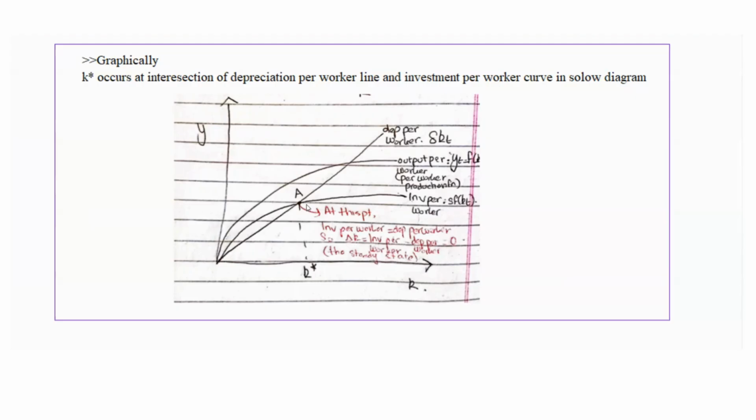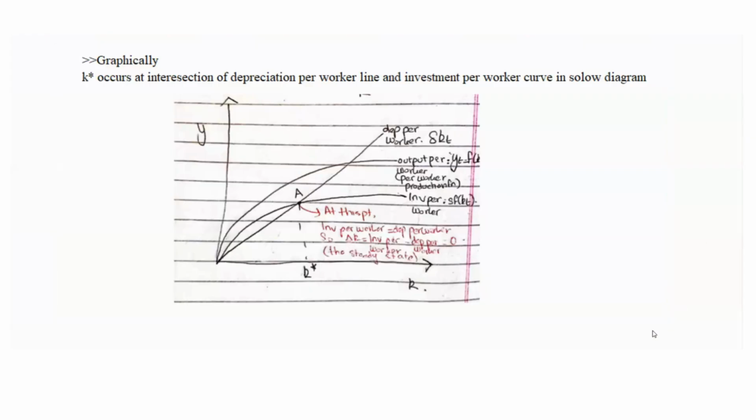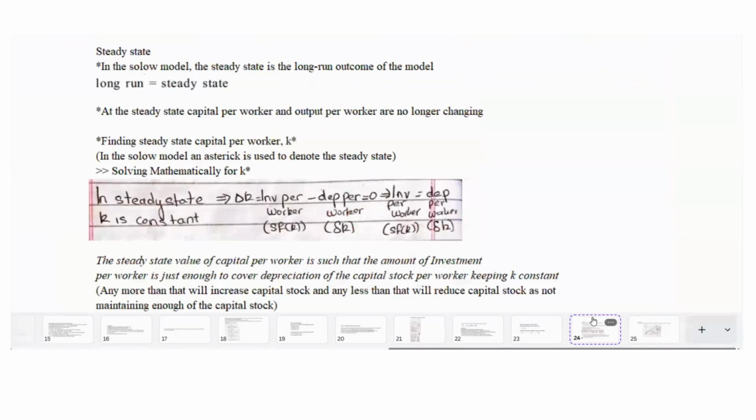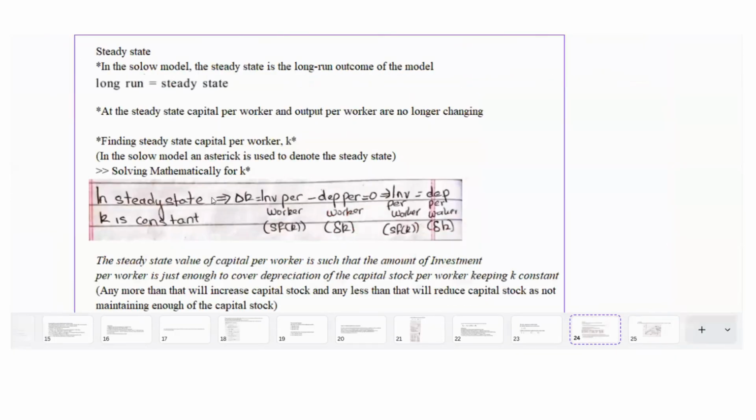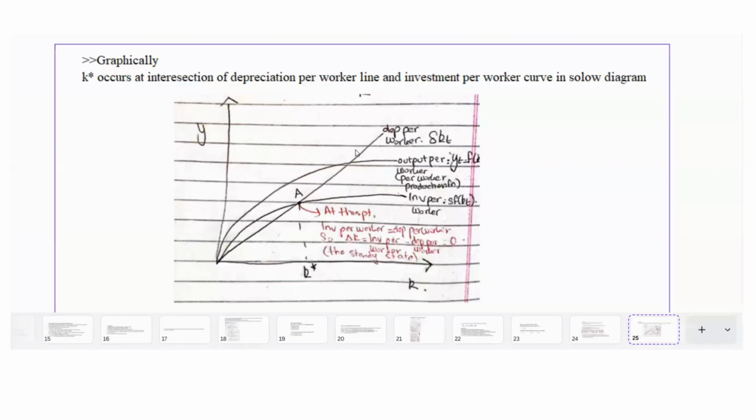Because at the point of intersection, depreciation per worker is equal to investment per worker. They're intersecting at that point. So at that point, the change in capital per worker, which is investment per worker minus depreciation per worker from our capital accumulation equation, is equal to zero. So this is the steady state. Mathematically, in this basic Solow model, you find the steady state value of capital per worker by setting investment per worker equal to depreciation per worker. Graphically, the steady state value is at the intersection of the depreciation per worker line and the investment per worker curve in our Solow diagram.